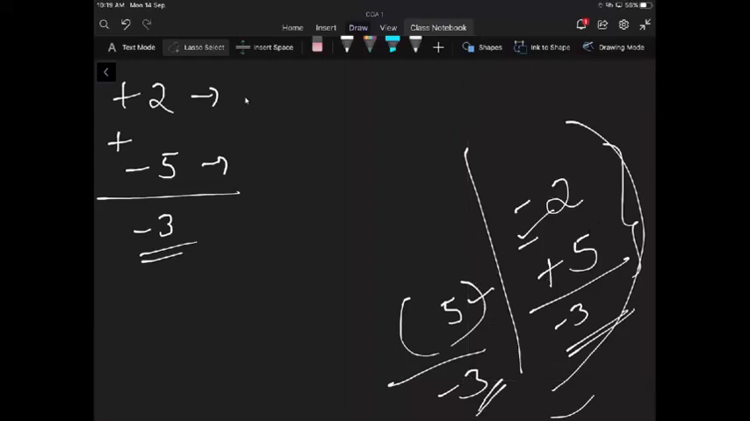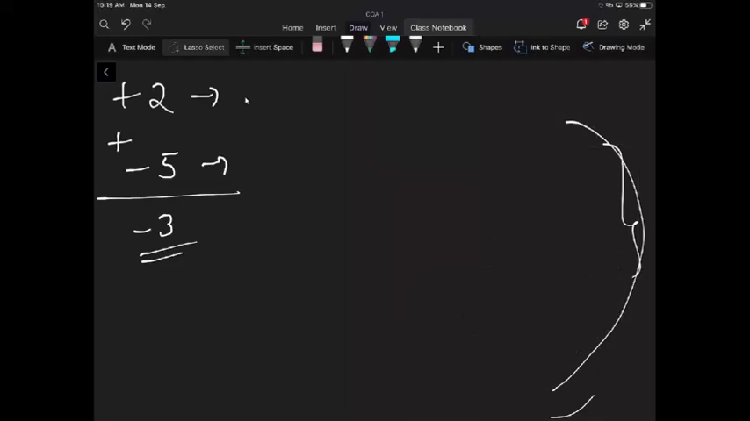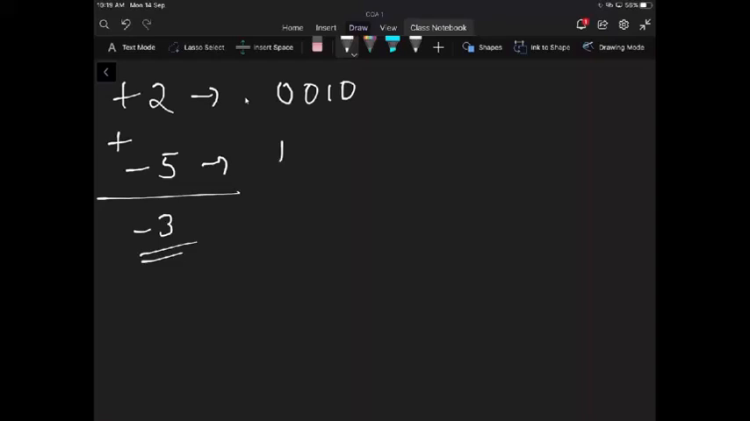So let us go about understanding how to perform this particular arithmetic operation. Whenever you see a positive symbol, you simply write down 0 0 1 0. This is a positive 2. And if I want a negative number, remember that you need to put an MSB 1, and 4, 2, 1, that is, this is 4, this is 1, this is 2, this is 8.